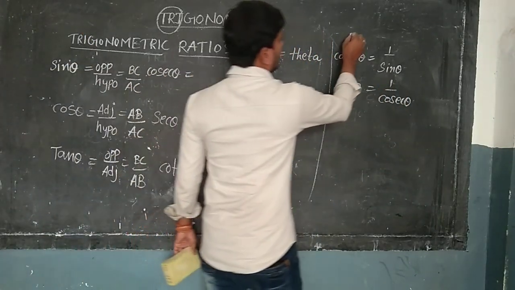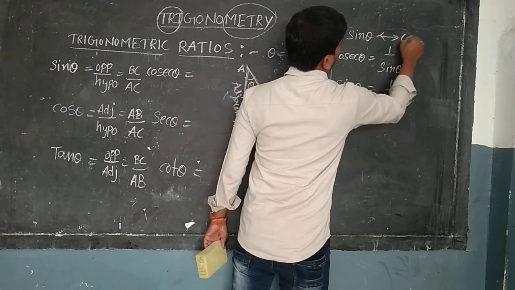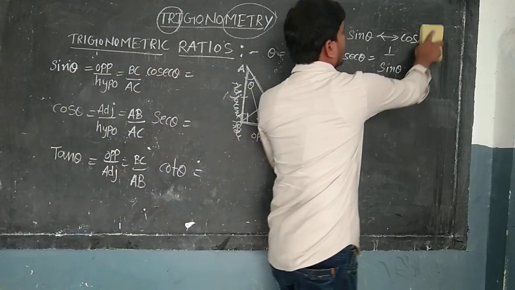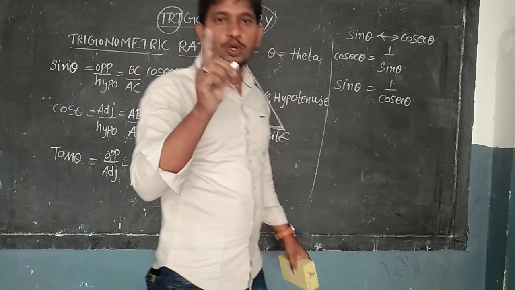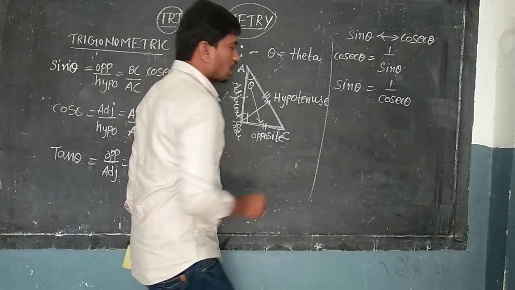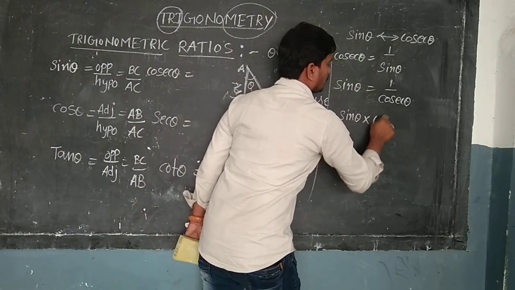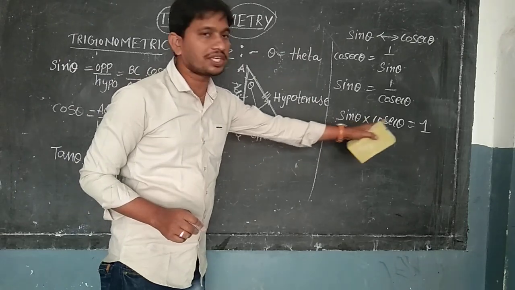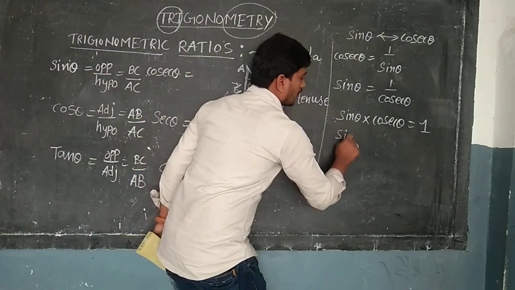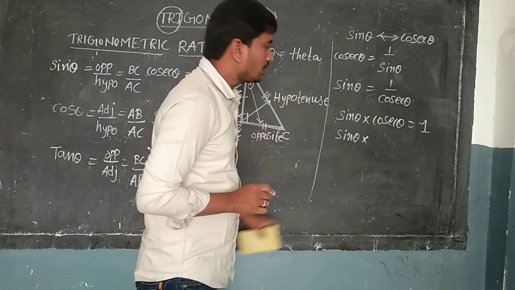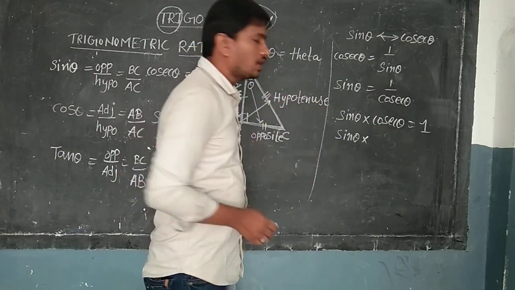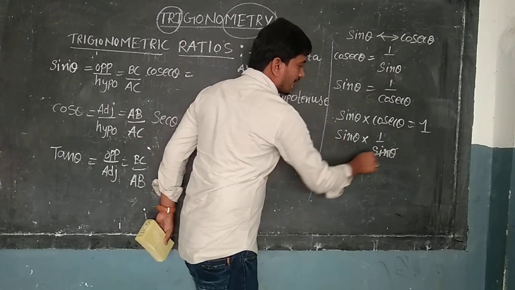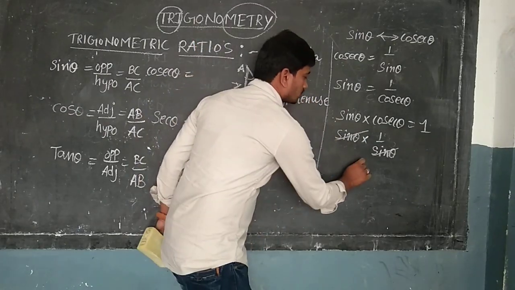So students, sin theta and cosec theta, they are reciprocal to each other. That's why we can also write sin theta into cosec theta equal to 1. Why is sin theta into cosec theta equal to 1? Because we know that cosec theta is the reciprocal of sin theta, so cosec theta I can write as 1 by sin theta. So sin theta gets cancelled, which is equal to 1.